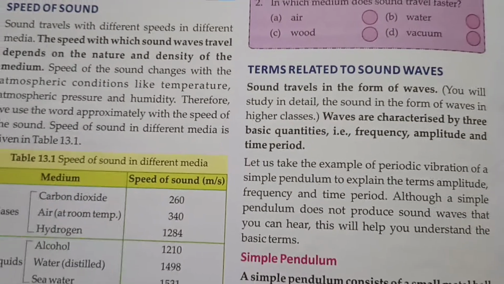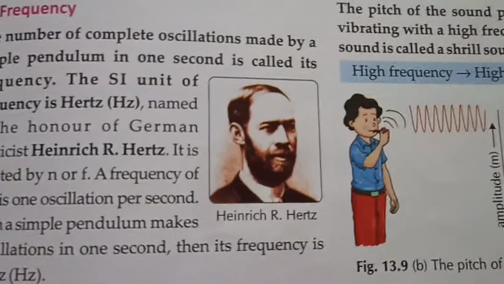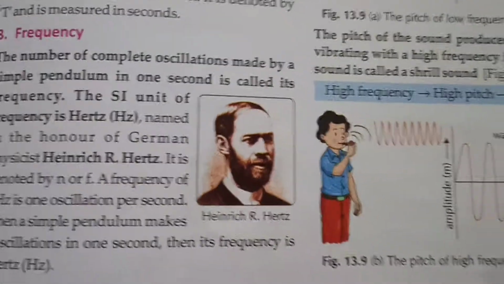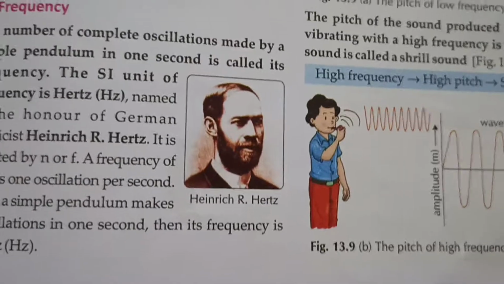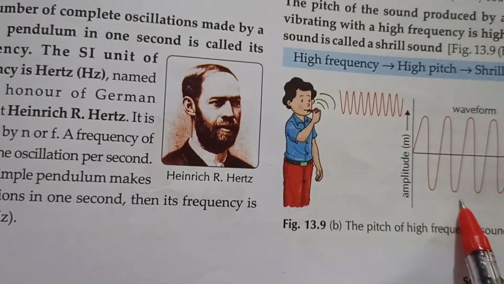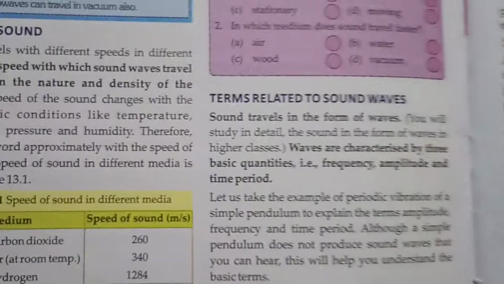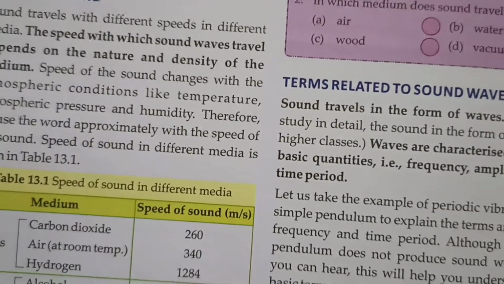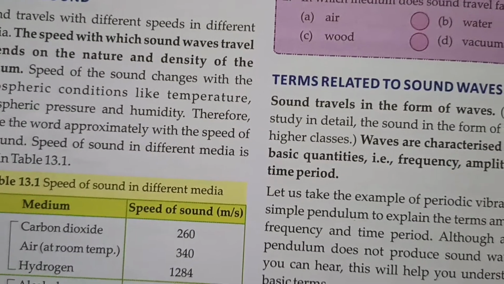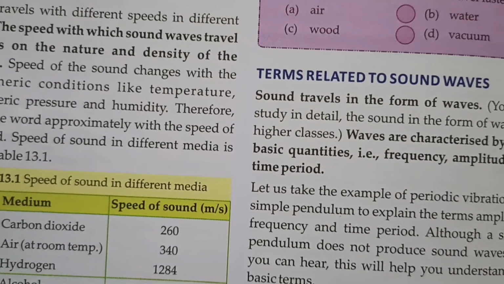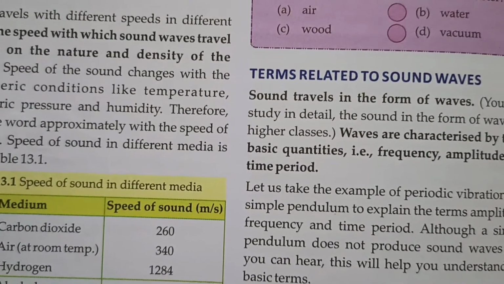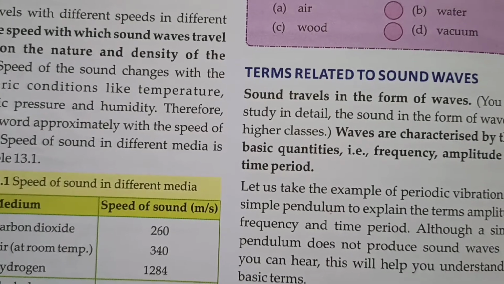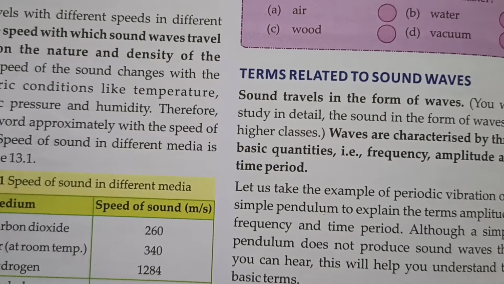Do you know waves? This one is a wave. This is a wave. This is a sine wave. It is called a sine wave. Okay. These waves are studied in detail, sound in the form of waves, in higher classes. Waves are characterized by three basic quantities, that is frequency, amplitude and time period.